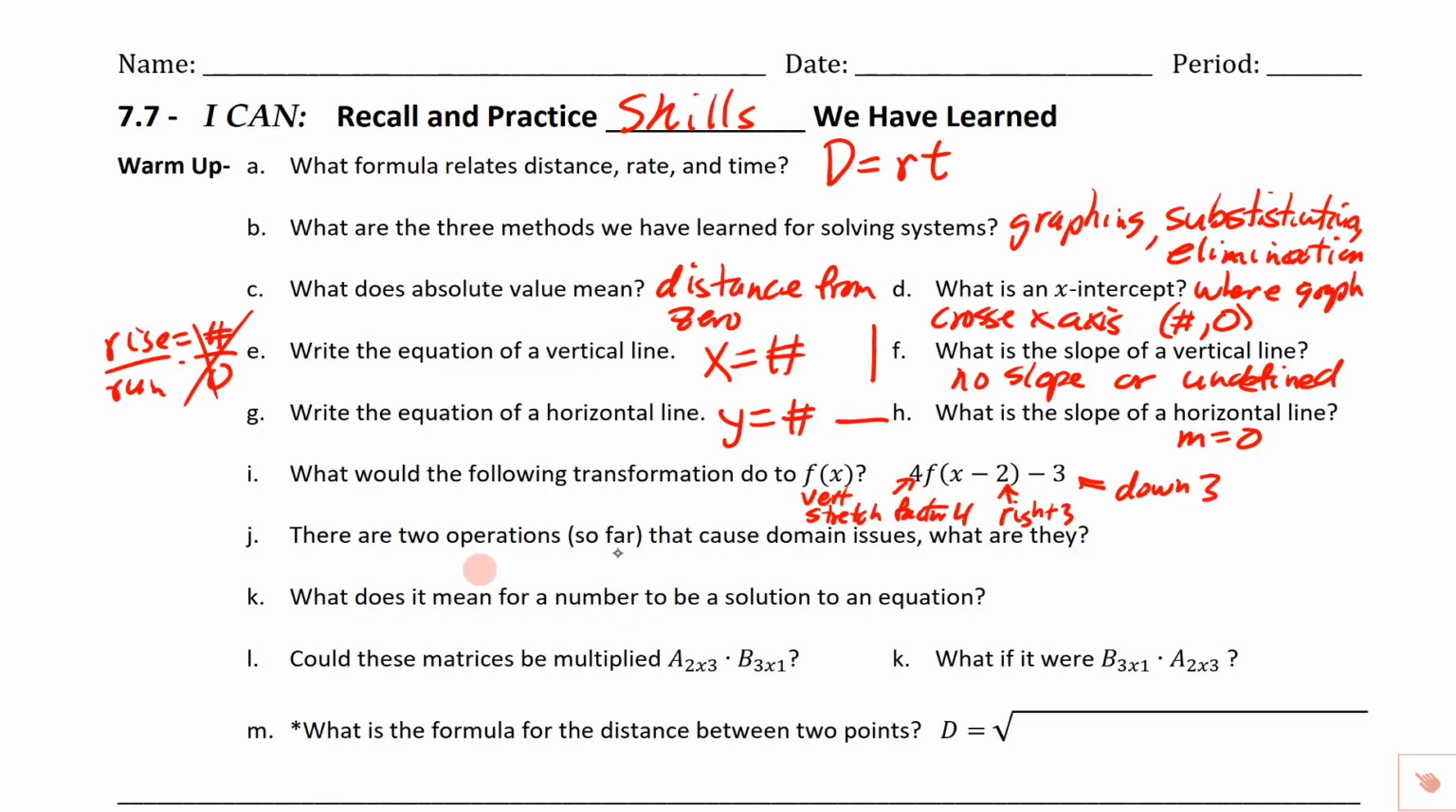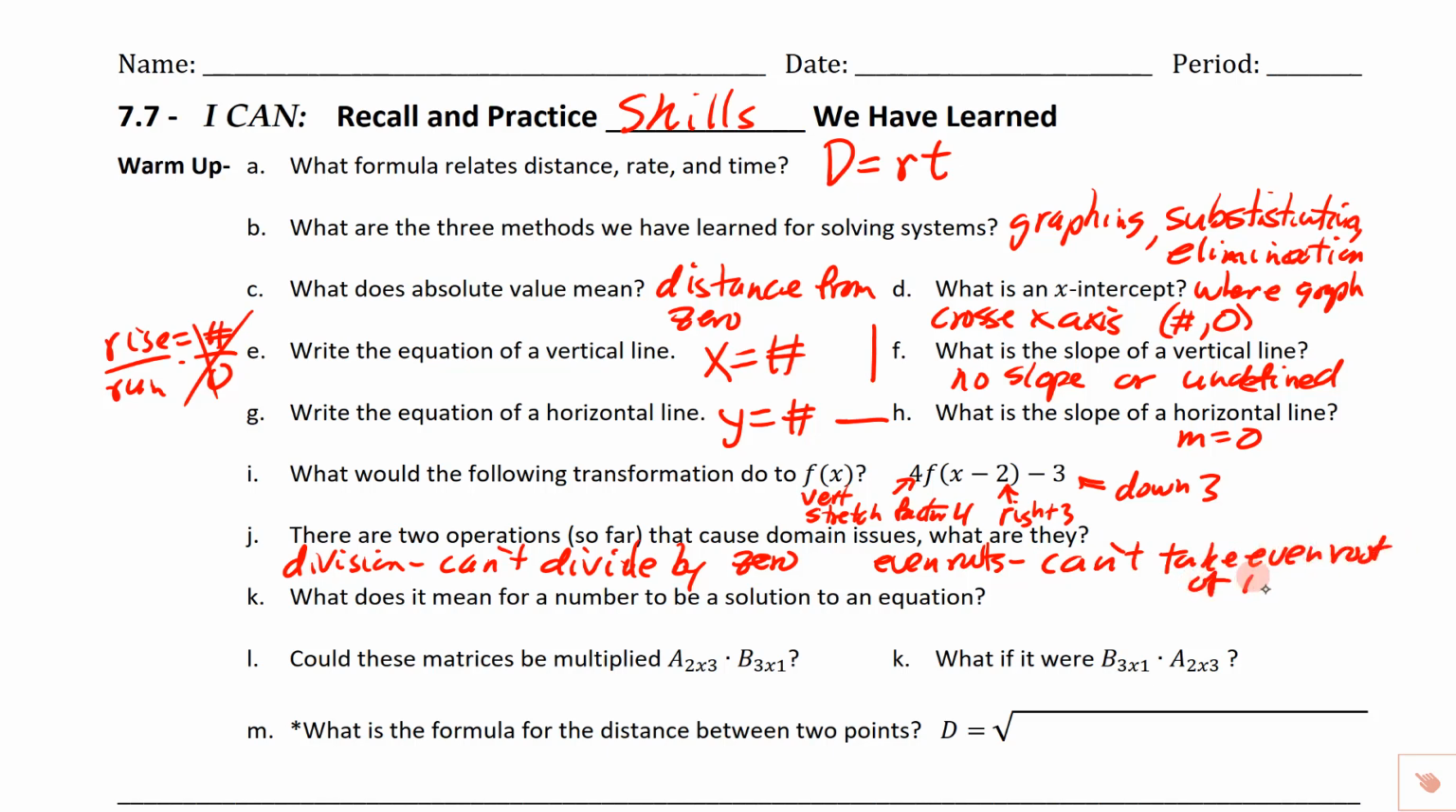Now, there are 2 operations so far that we know of that cause domain issues. What are they? They are division, and we've talked about this recently. Division: can't divide by 0. And then we've got another one, even roots. Okay? Can't take the even root of a negative number.